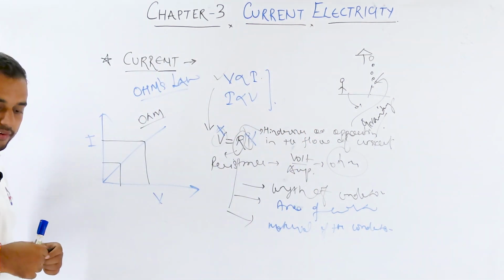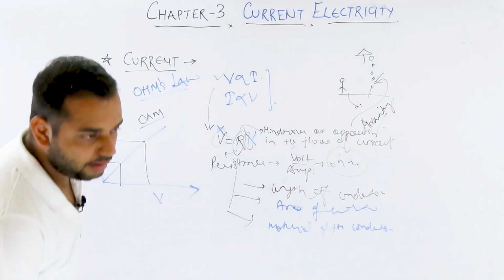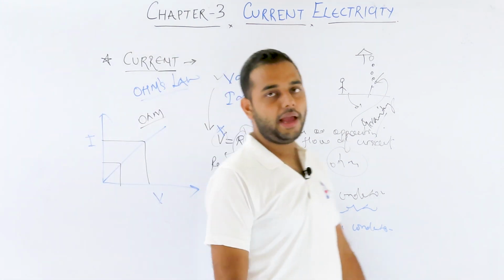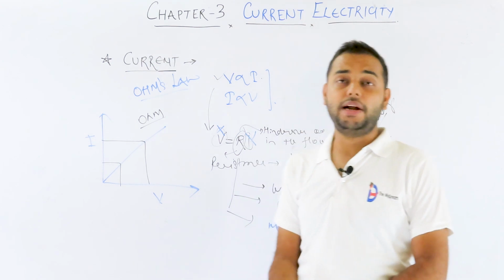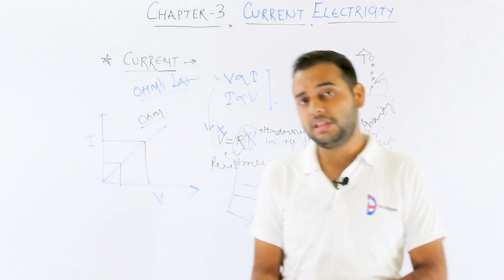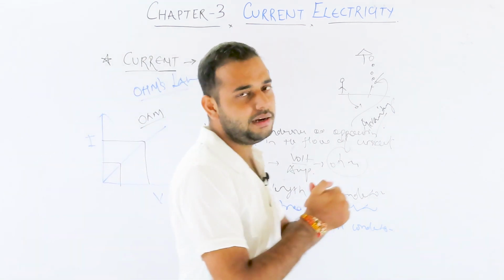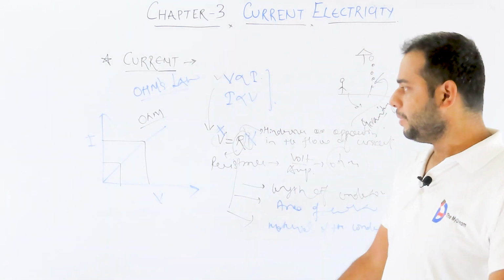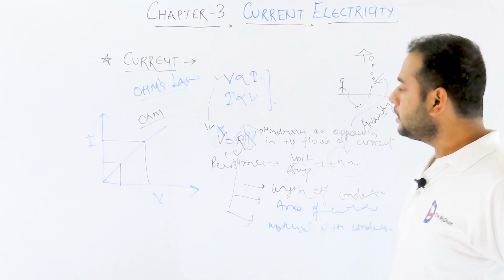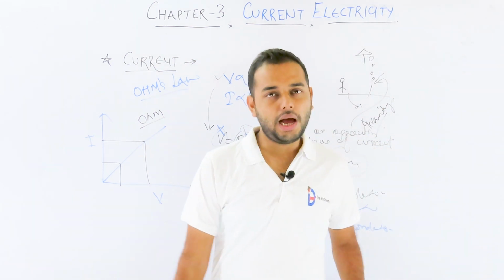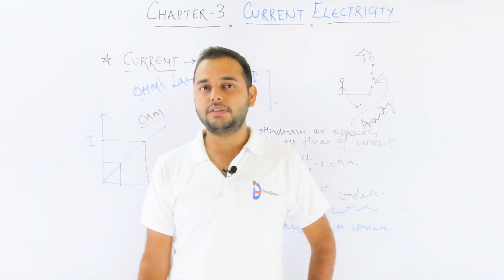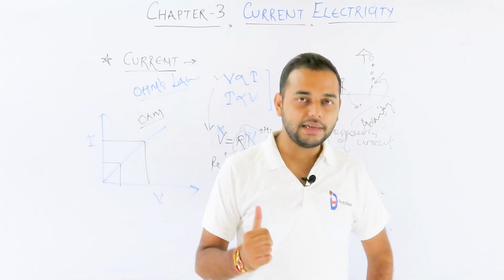In the next class, I will be discussing more about this current topic, and we will see what the EMF of a battery is, what internal resistance is, and all this kind of stuff. Then we will see how to add resistances in series and in parallel. We already did that in the case of capacitors. Okay, so this is it for today's class. I will be meeting you guys in the next class with some more stuff on current electricity.